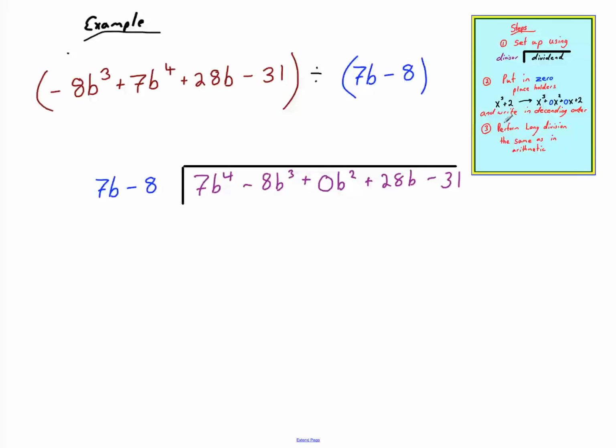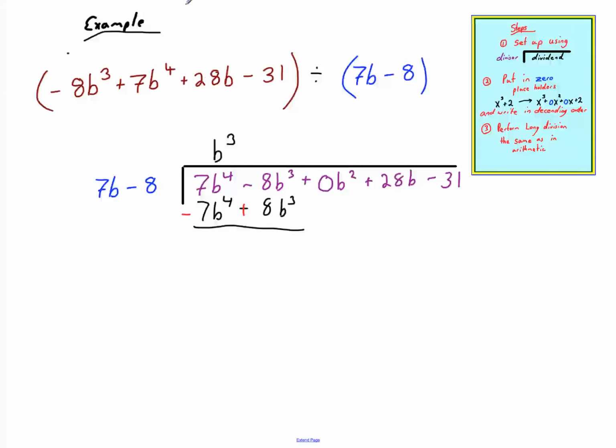Alright, now let's perform long division. So we're going to go through this step. How many times does 7b go into 7b to the 4th? Well, that's b cubed. So b cubed times 7 is 7b to the 4th minus 8b cubed. Okay, again, let's subtract these now. So we're going to subtract both of those.